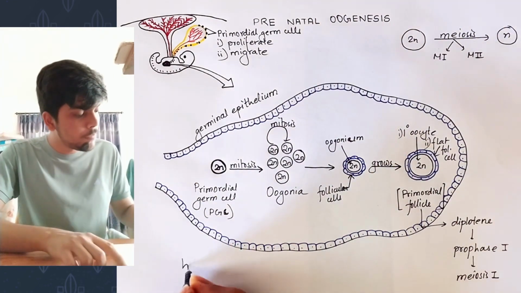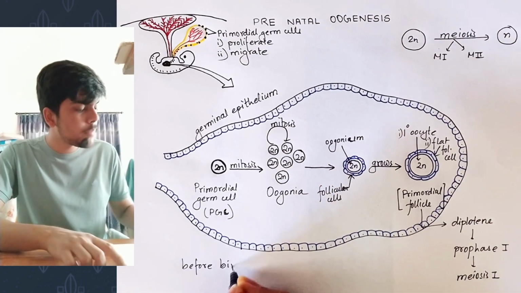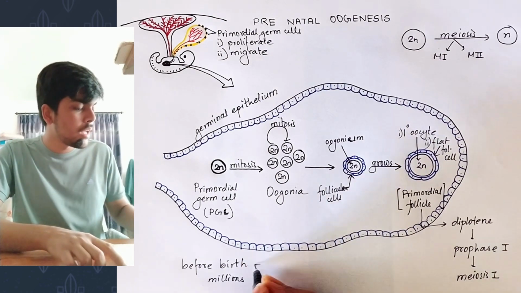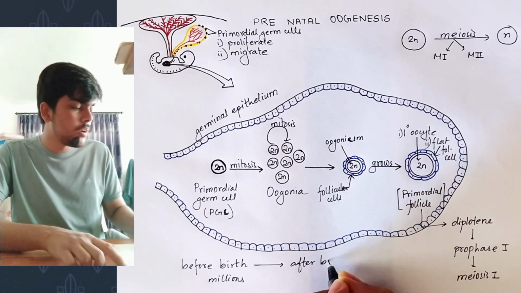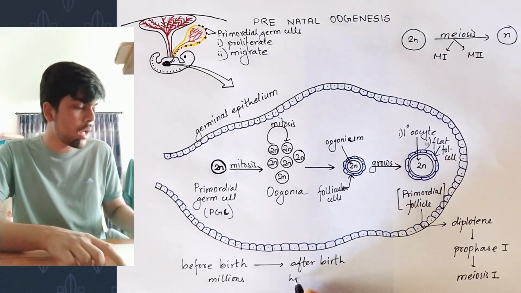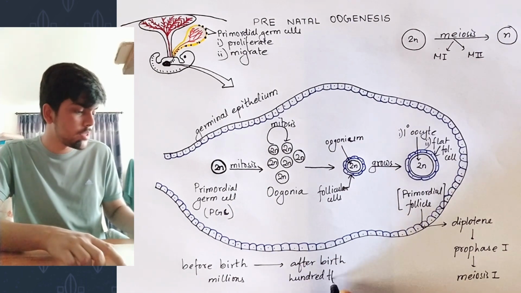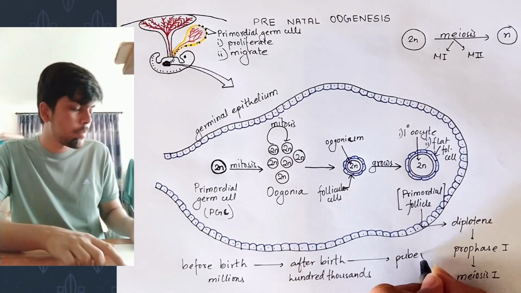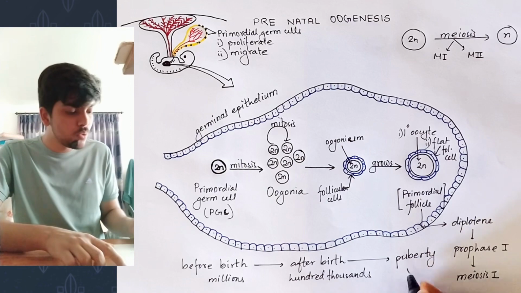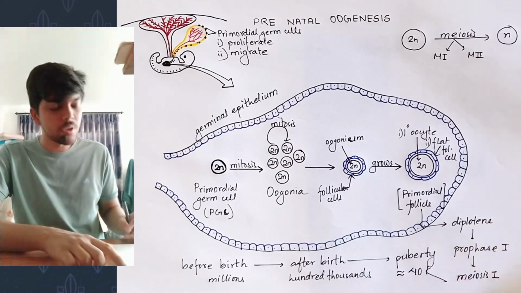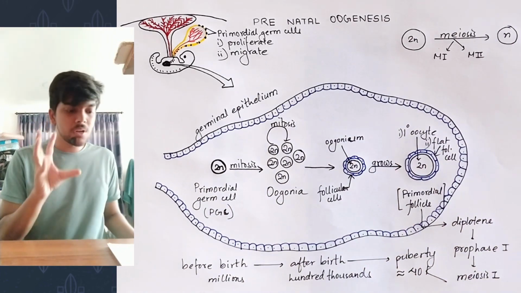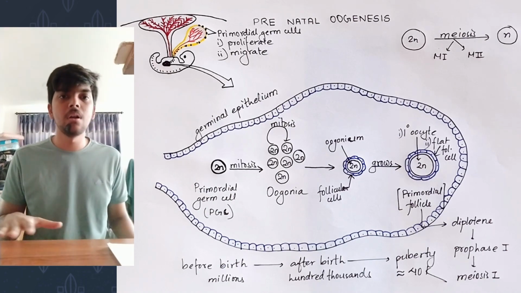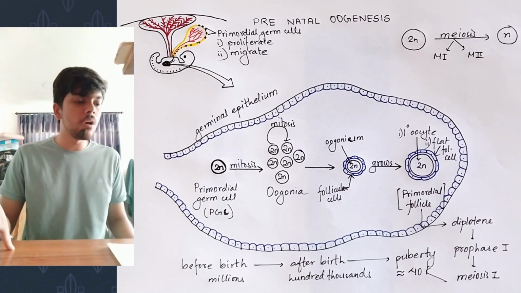What did I say? So before birth, the number of primordial follicle present inside the ovary is like in millions. After birth, it drops down to around few hundred thousands. And by the time the girl hits puberty, the number of primordial follicle decreases to somewhere around 40,000. So it is these 40,000 primordial follicles remaining that then resume the process of oogenesis once the girl hits puberty. And that you are going to learn under the topic of postnatal oogenesis.